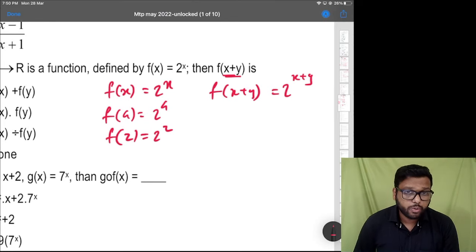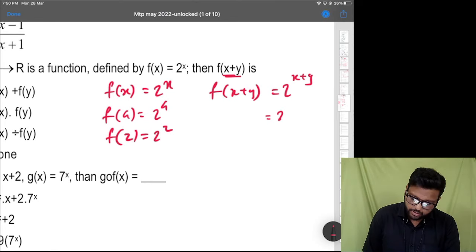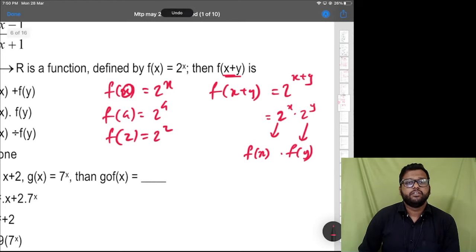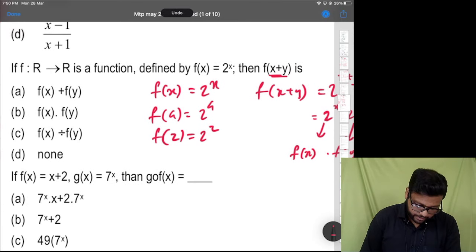But we know, using rules of indices, 2 raised to x plus y is 2 raised to x into 2 raised to y. But 2 raised to x is nothing but f of x. 2 raised to y is nothing but f of y. Because if we just put y here, there will be y here, right? So f(x) into f(y) is the correct answer, option B.